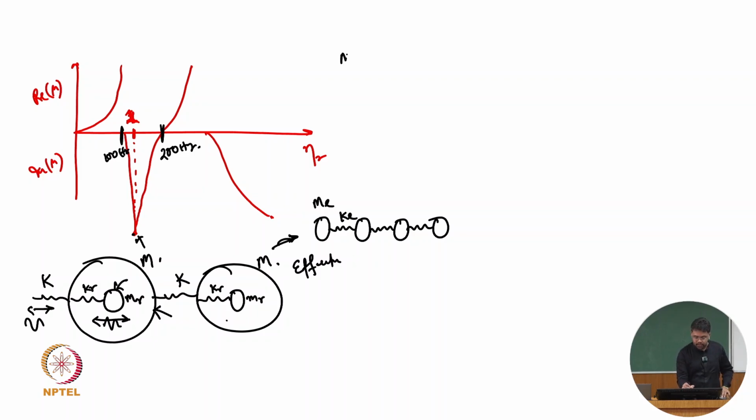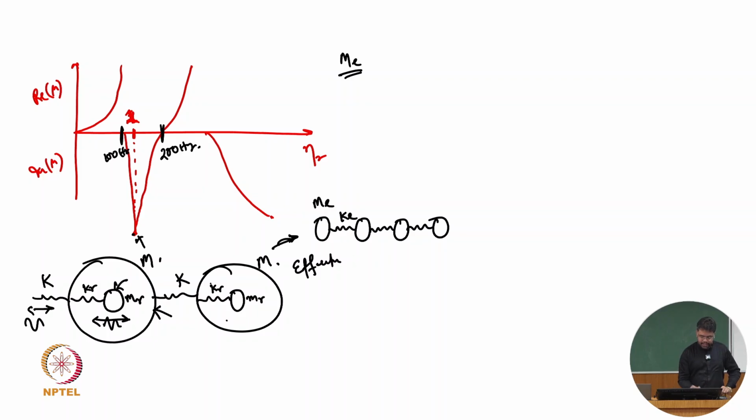So ME is the effective mass. What do we mean by the effective mass? Effective mass is primarily dependent on the frequency also, so it can change with the frequency. So if we try to calculate the effective mass, what do we have to do? We have to do the momentum balance. How can we do that?